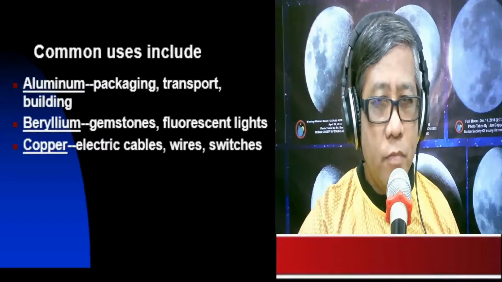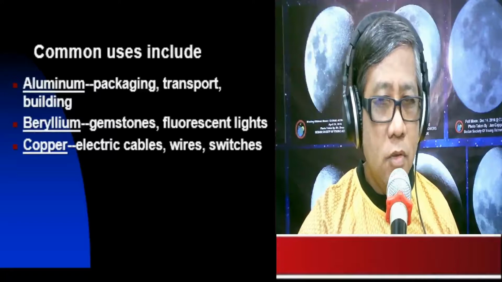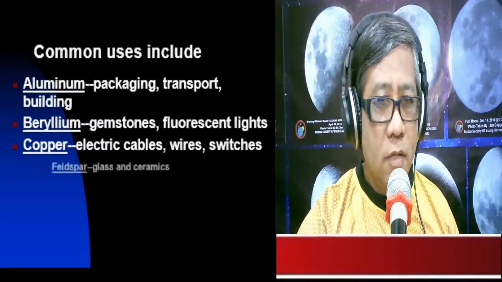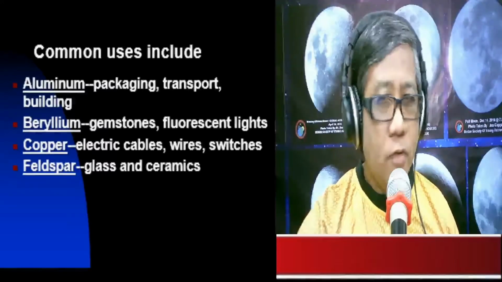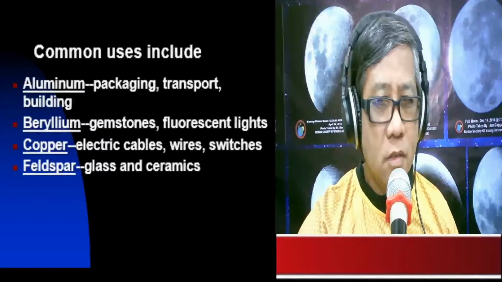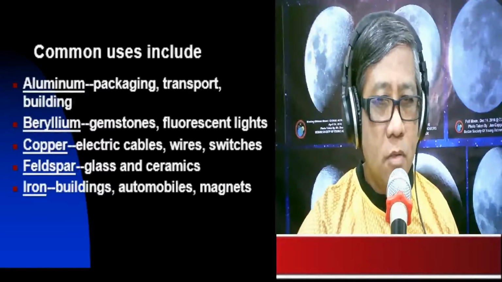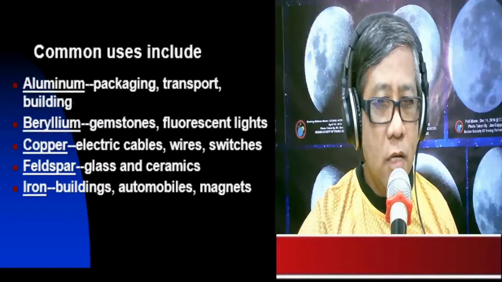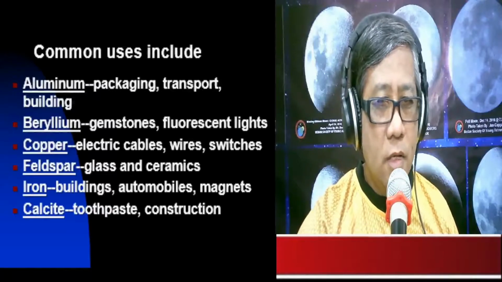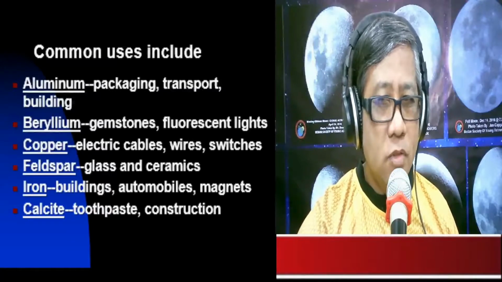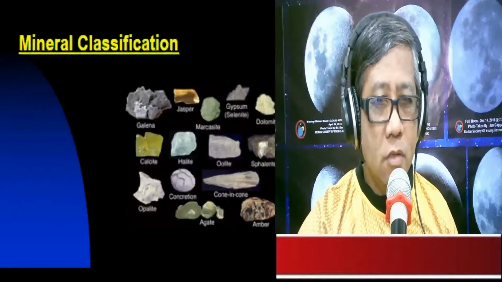Then we have copper. Copper is used in electrical wires, cables, and switches. Then we have feldspar. Feldspar is used in glass making and in ceramics. Then we have iron. Iron is used as building material. Iron is used in the manufacture of automobiles and in magnets. Now, calcite is used in the manufacture of toothpaste and as construction material.